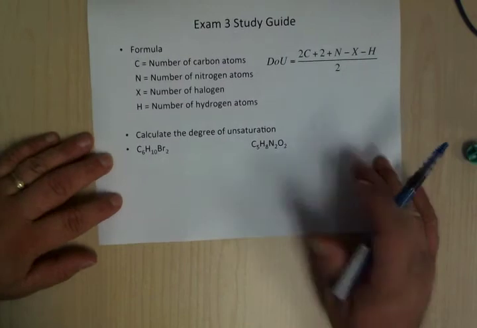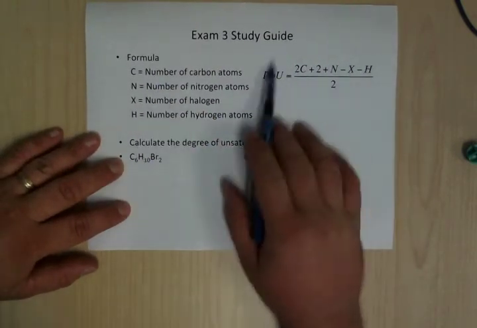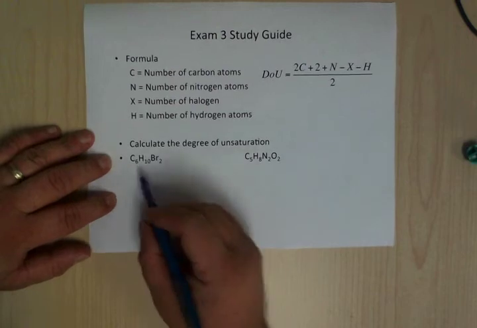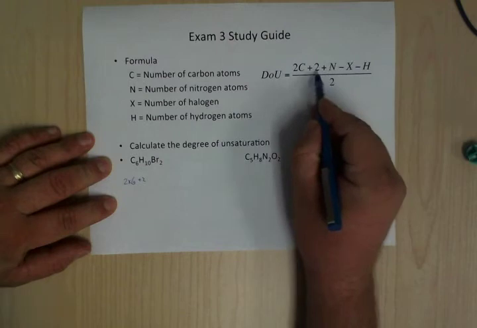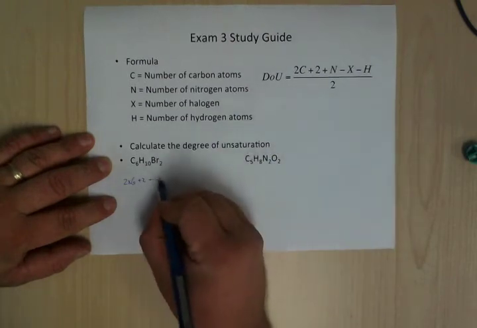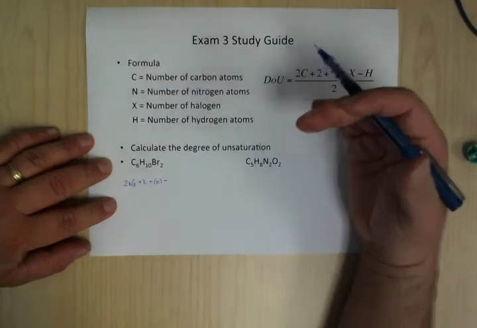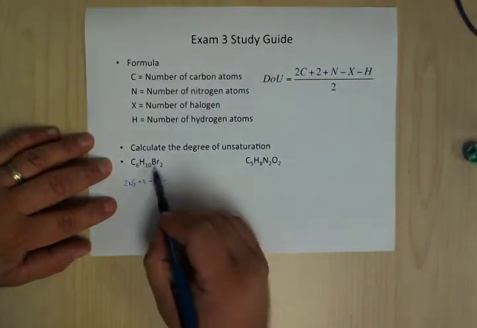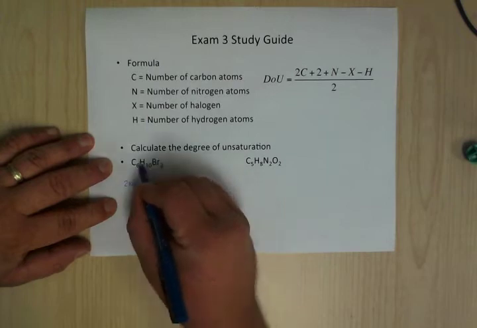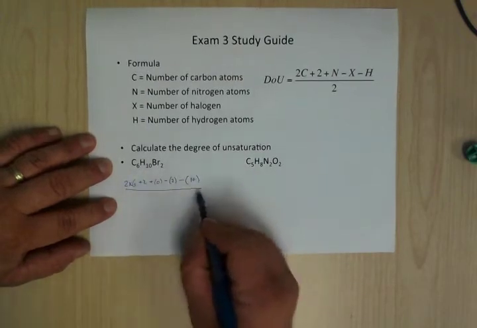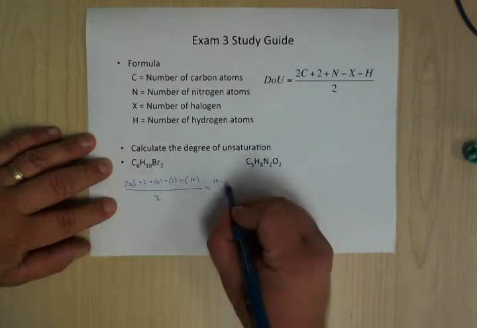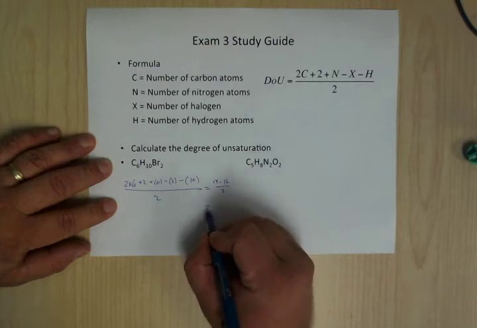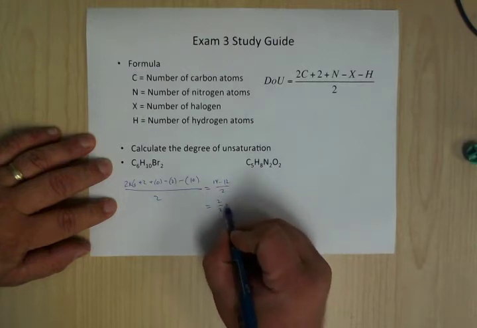Okay, so EOU. I'm going to give you this formula. I'm not going to give you the key, but I'm going to give you the formula on the equation sheet. So here we go. This is 2 times the number of carbons, which is 6, plus 2. That's just a constant. Plus, there's no nitrogens. Minus the number of halides, right? My halides are the fluorines, chlorines, bromines, and iodines. So we have 2 of those, minus 10 hydrogens, all divided by 2. So this is 14 minus 12, over 2, so that ends up being 2 over 2, which is 1.